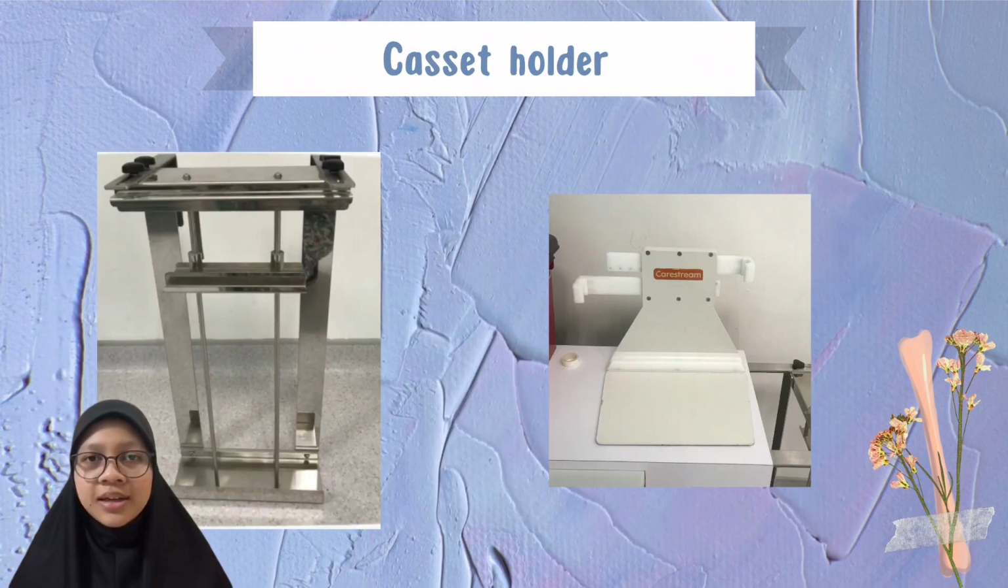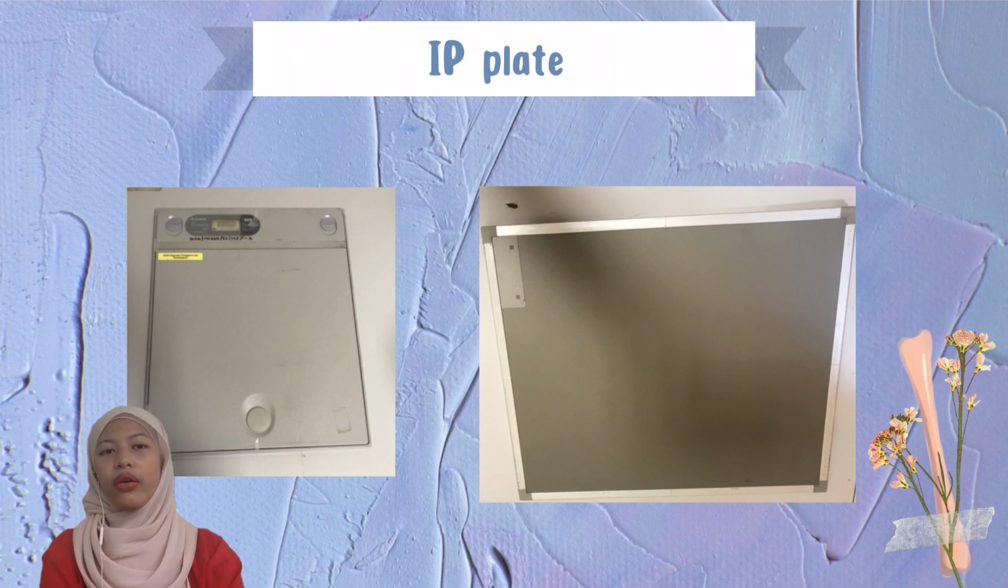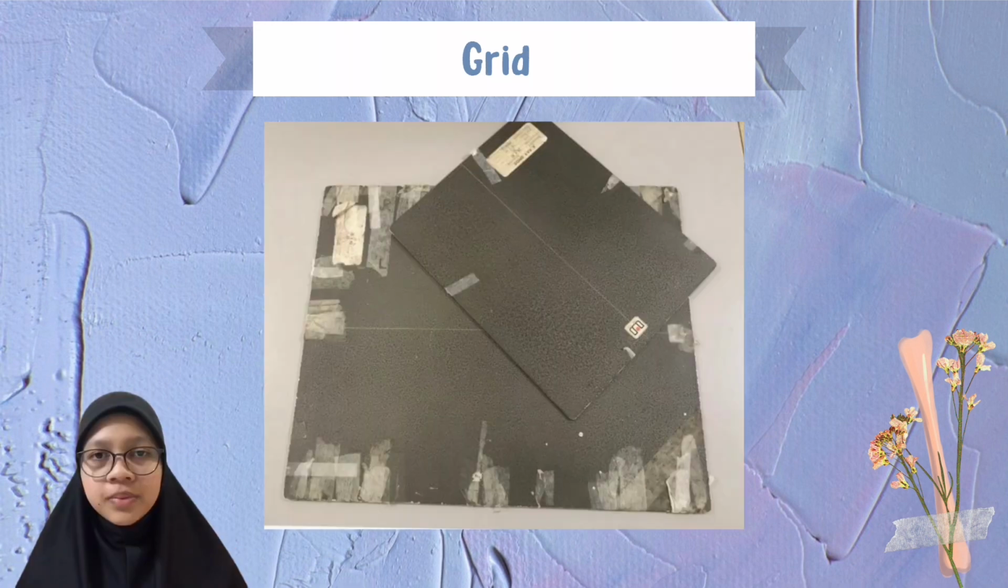A cassette holder is a device that fixes or supports the position of an X-ray film during an X-ray exposure. The IP plate is the one that will record the result of the radiation. The film plays a role in displaying the radiographic image. Next is the grid. The grid is placed between the patient and the X-ray film to reduce the scattered radiation reaching the detector, and thus will help improve the image contrast.